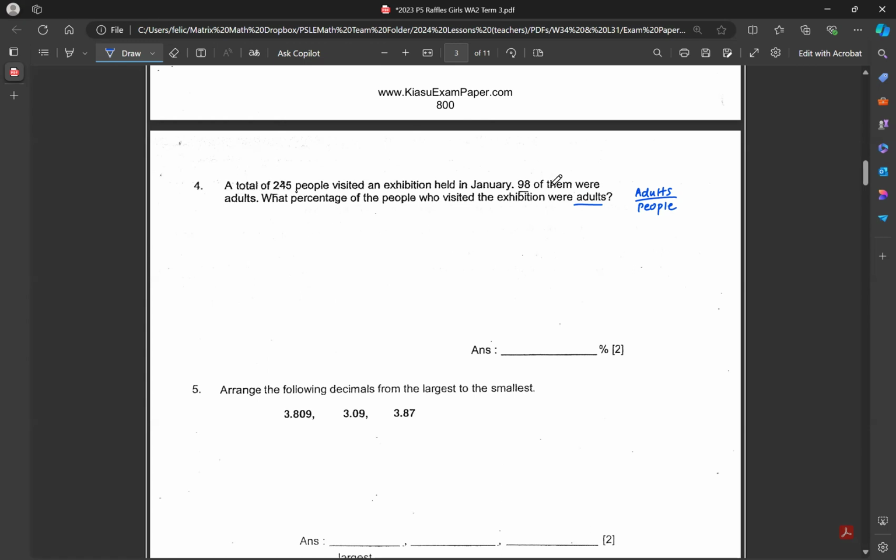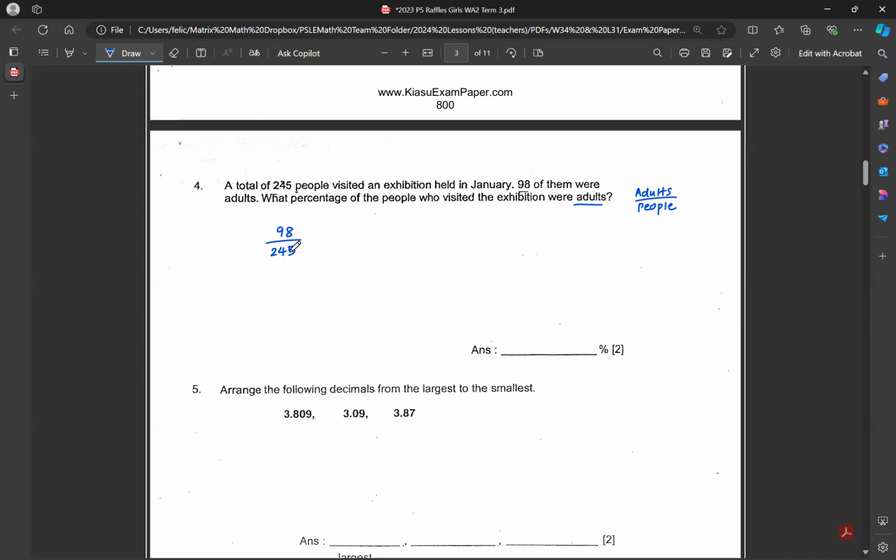Now, the question already provided us with 98 adults, so you can just use 98. People will be 245. So you don't even need to take 245 minus 98 to find children. No need, because the question just wants the adults percentage.